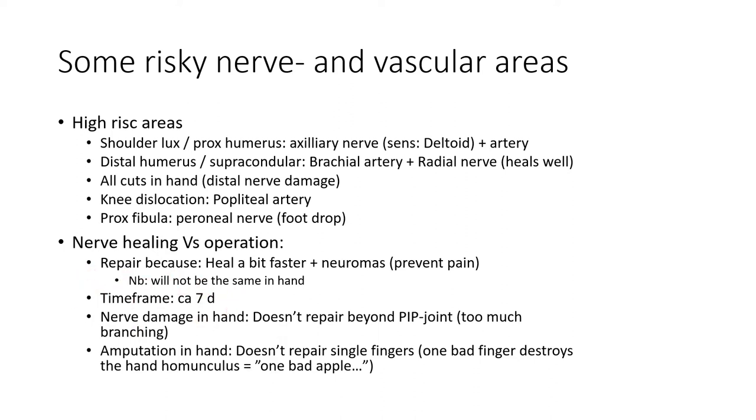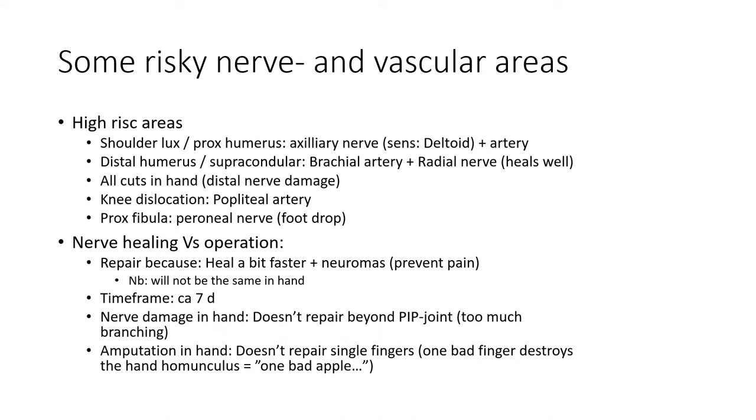Usually, these are the times that the hand surgeons gave us. I'm not sure that it's the same in the entire body, and nerves can grow or will grow usually, and something like the radial nerve usually heals quite well in these kinds of fractures. So it depends on the area. Take it with a grain of salt. And nerve damage in the hand beyond the proximal interphalangeal joint, the branching is too complex there. You will not repair anything beyond that. And in amputations of the finger, well, you don't repair the finger. If it is a finger, then you just let it go, unless it's a child.